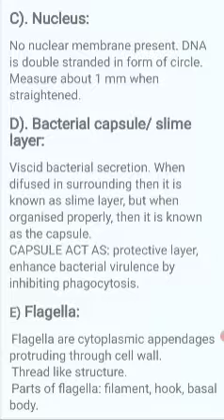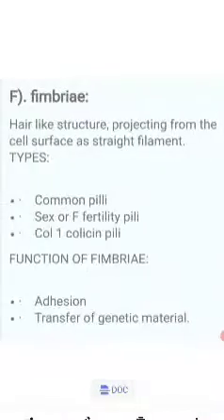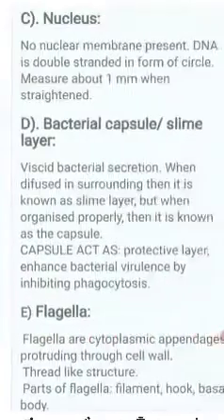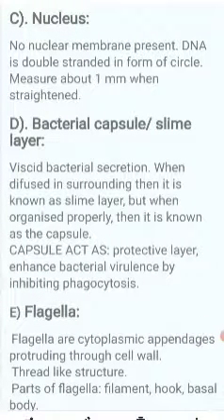Now comes another important part, which is known as flagella. Flagella are cytoplasmic appendages protruding through the cell wall. These are thread-like structures. The parts of flagella are filament, hook, and basal body. The flagella are also very helpful in the movement of bacteria. So these are known as helpful for movement.